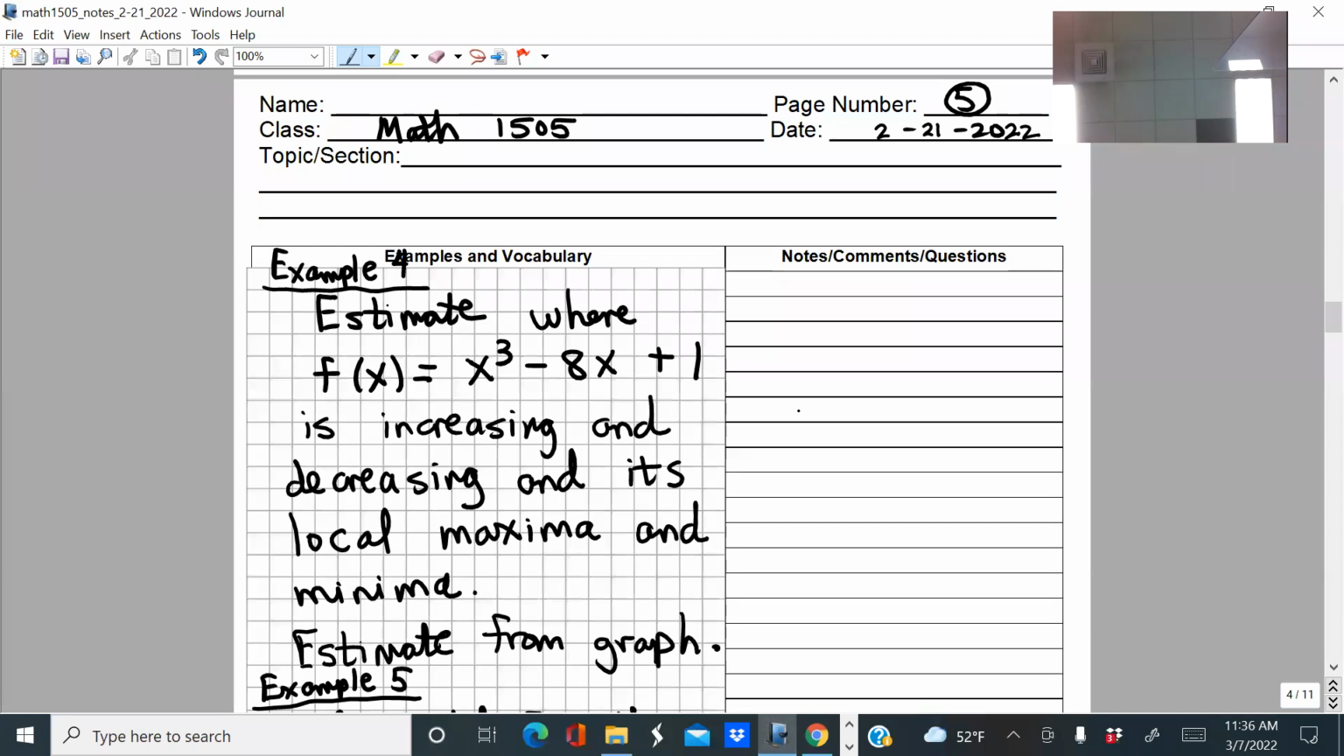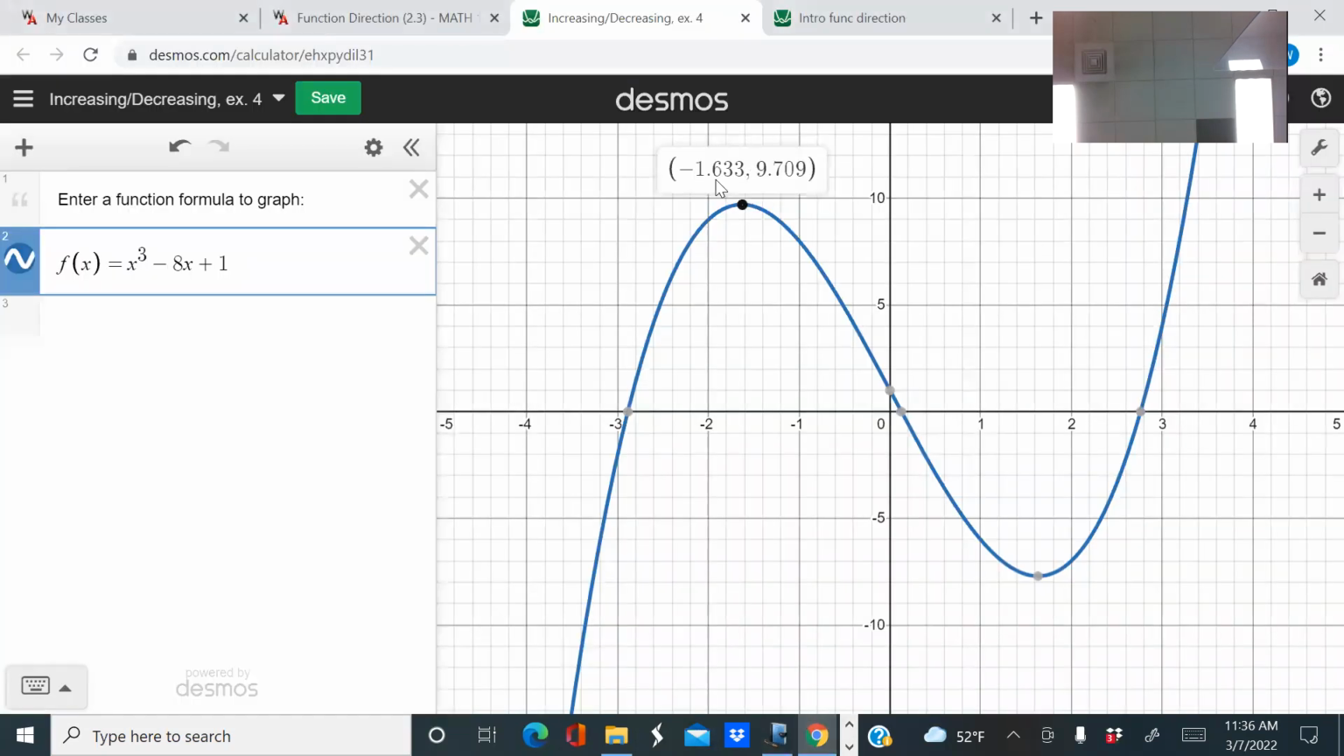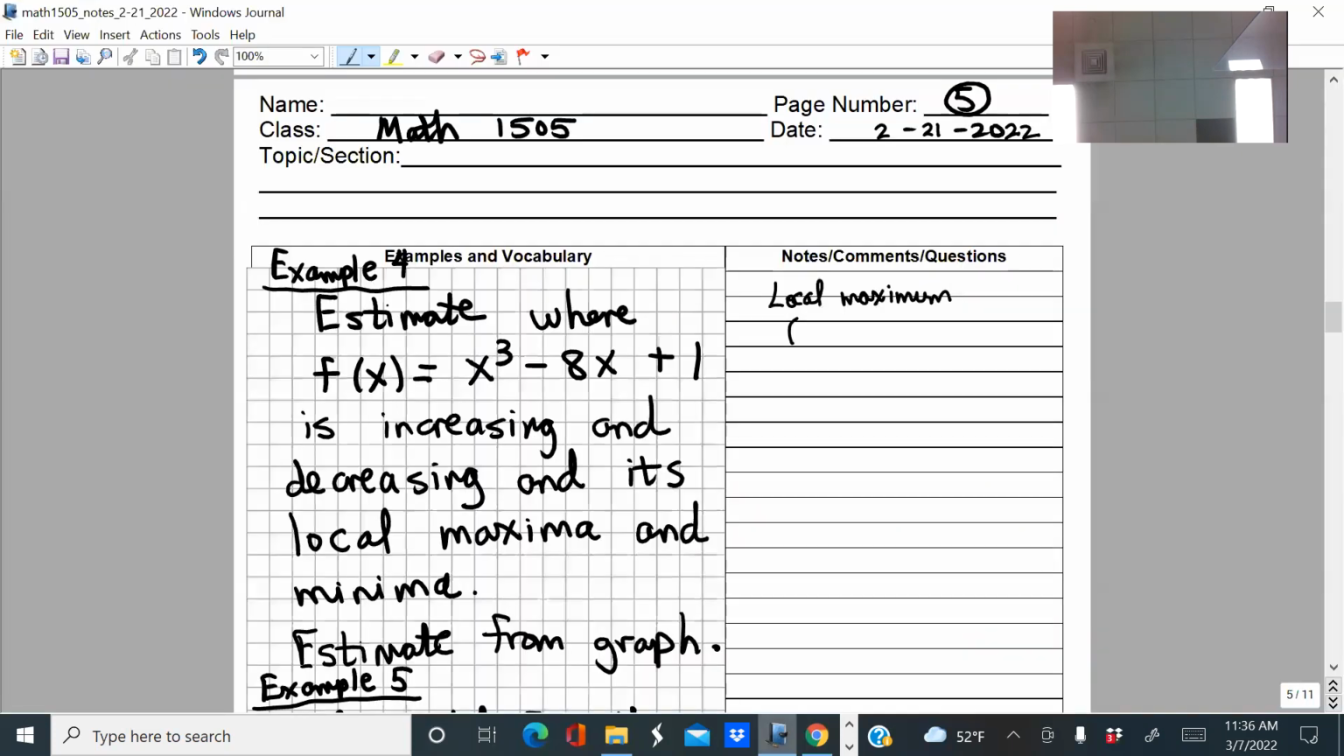All right, now, can we write things down now? Let's see if we can do it here. We did have a local maximum. And what were the coordinates of that local maximum? That was the point on the left, right? The turning point on the left was the local maximum. This one. So there are the coordinates: -1.633, and then 9.709. Now, those are almost certainly not the exact coordinates of that turning point.